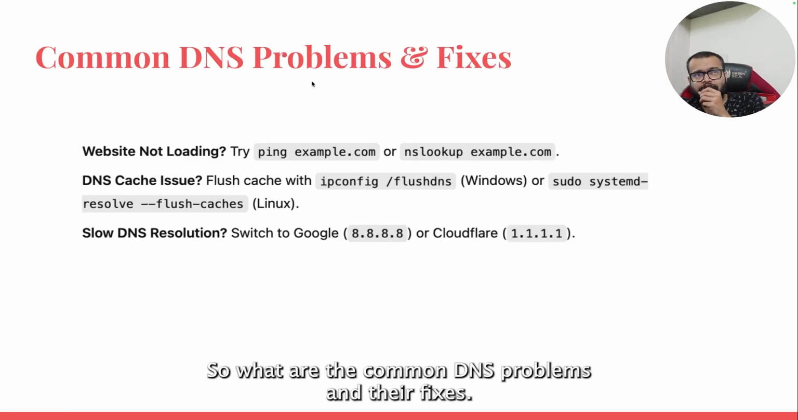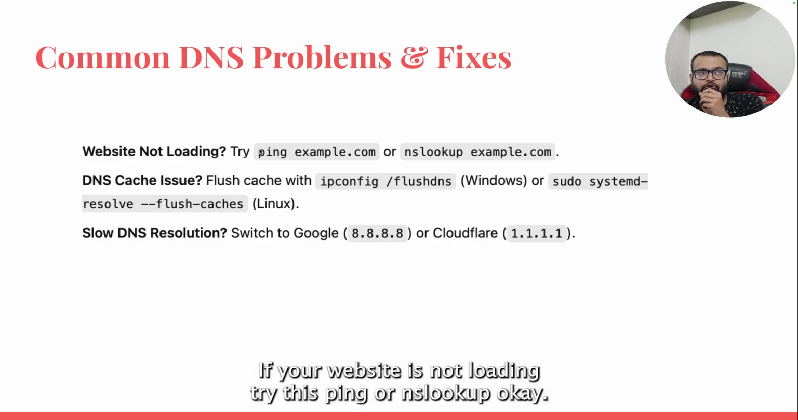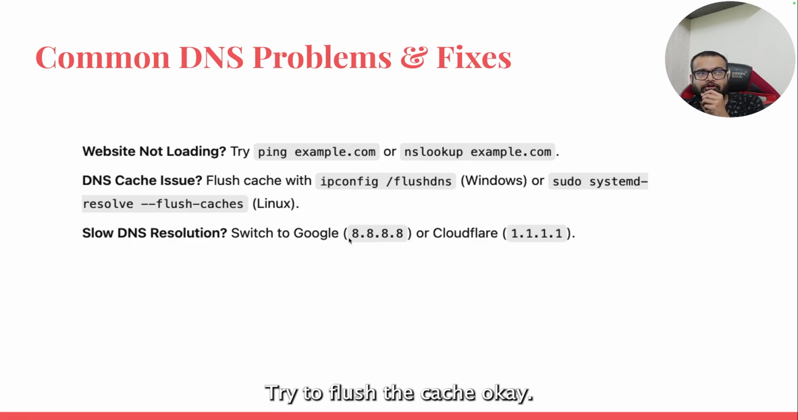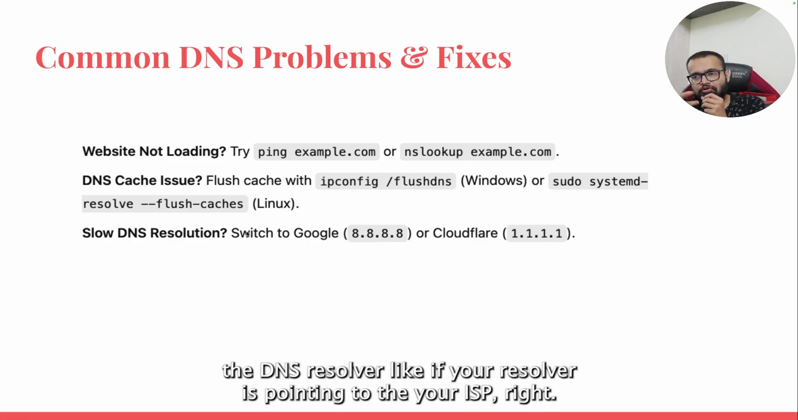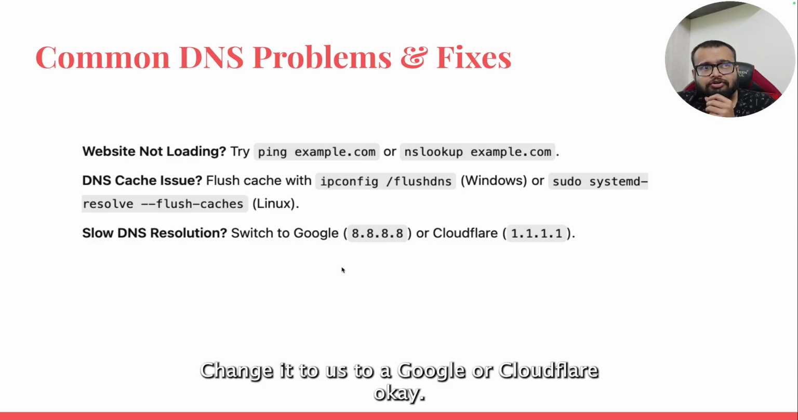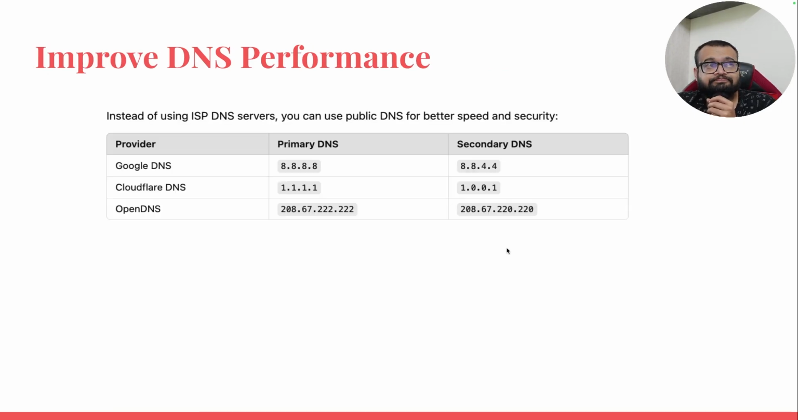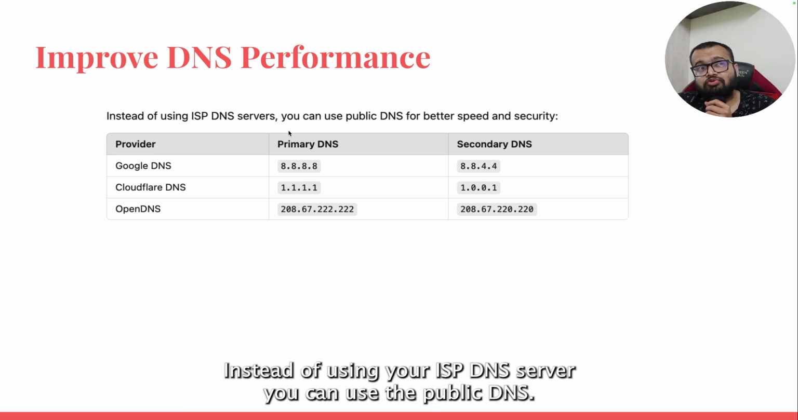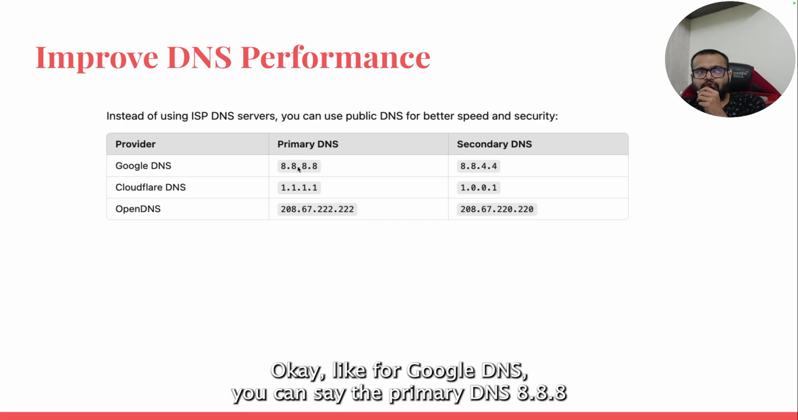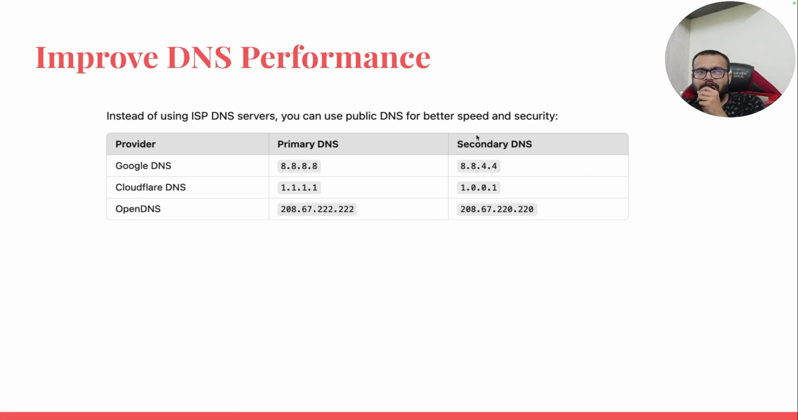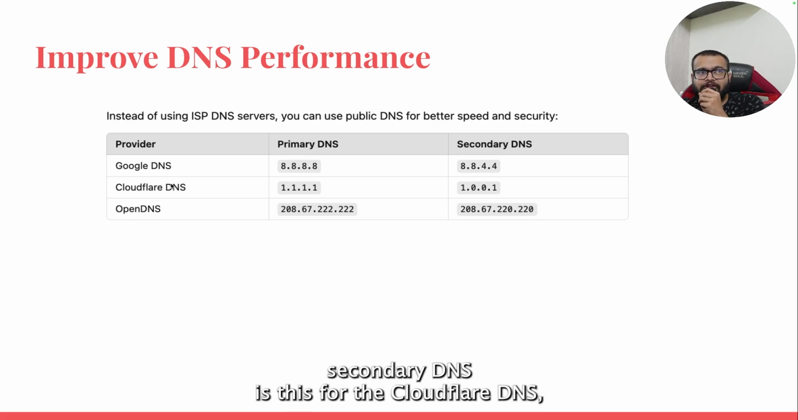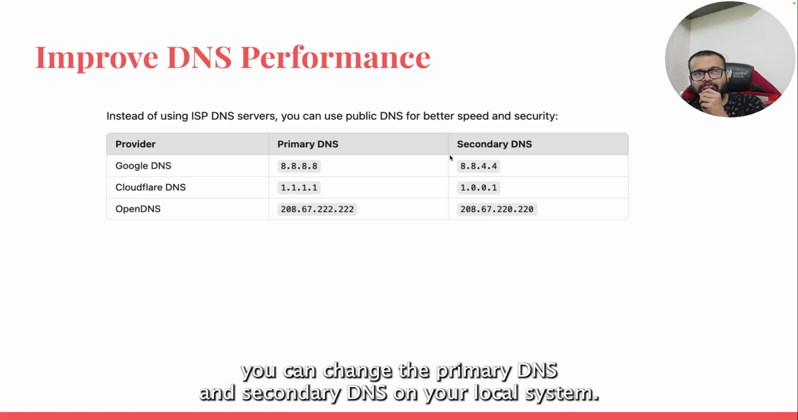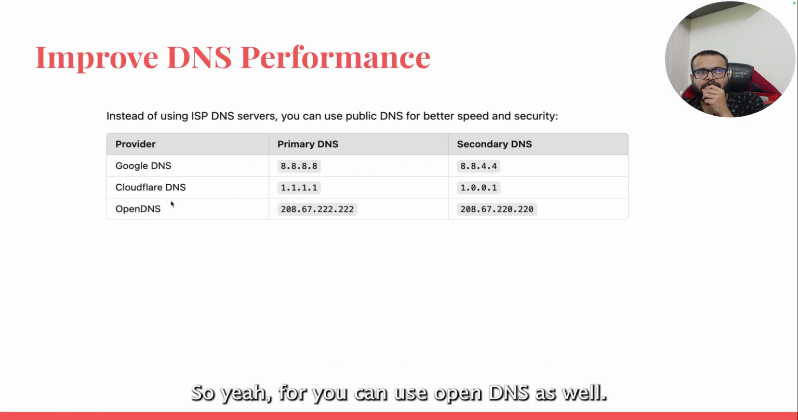So what are the common DNS problems and their fixes? If your website is not loading, try ping or nslookup. Okay. Try to flush the cache. Okay. Or change the DNS resolver. Like if your resolver is pointing to your ISP, right? Change it to Google or Cloudflare. Okay. And how to improve the DNS performance? Instead of using your ISP DNS server, you can use the public DNS. Okay. Like for Google DNS, you can set the primary DNS 8.8.8.8, and a secondary DNS. For the Cloudflare DNS, you can change the primary DNS and secondary DNS on your local system, right? So yeah, you can use OpenDNS as well. Generally, most people use Cloud DNS.